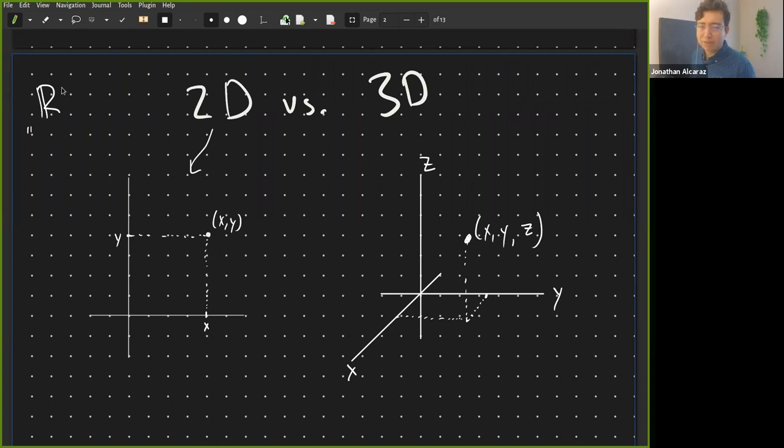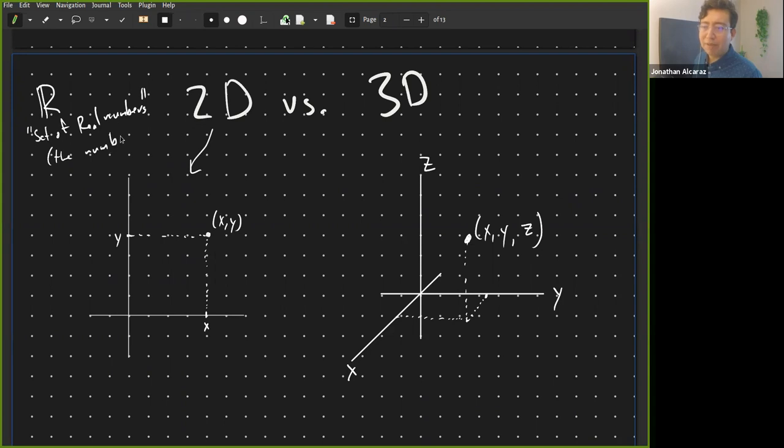Remember what this symbol, this fancy looking R, is? Yeah, it's real. It has to do with the real numbers. So this is the set of real numbers. Geometrically, what that means is like the number line. Right?